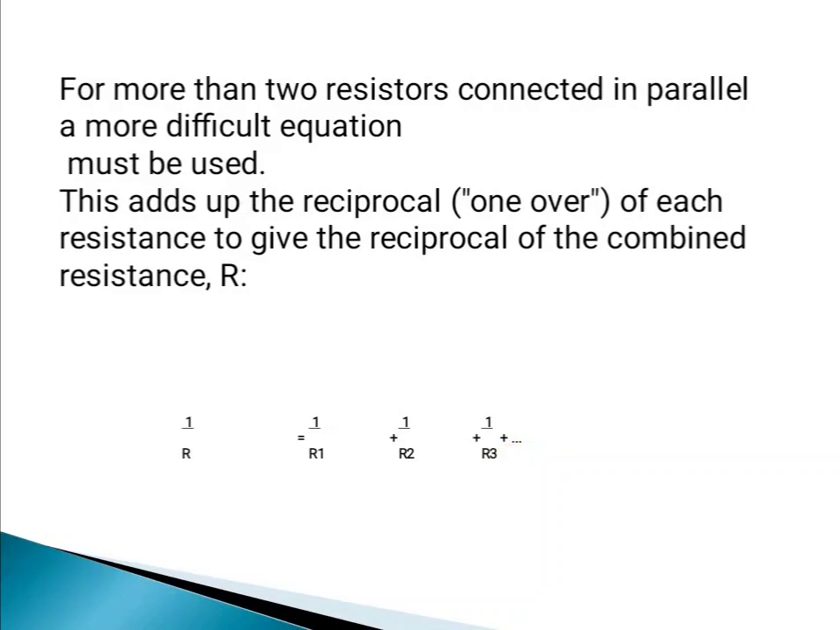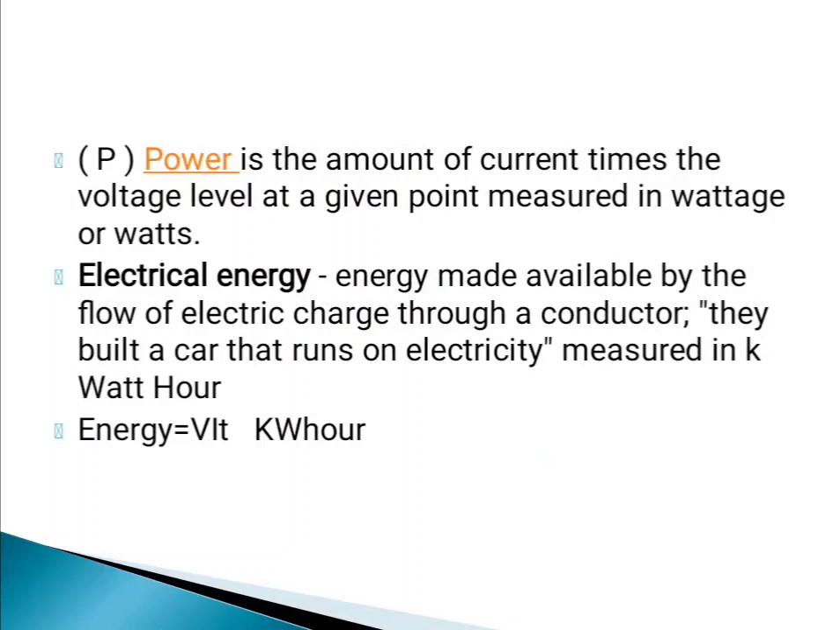So only when two resistors are connected in parallel, the equivalent resistance R is equal to R1 R2 divided by R1 plus R2. But when more than two resistors are connected in parallel, then the equivalent resistance can be identified as 1 by R is equal to 1 by R1 plus 1 by R2 plus 1 by R3 plus 1 by R4, like that.